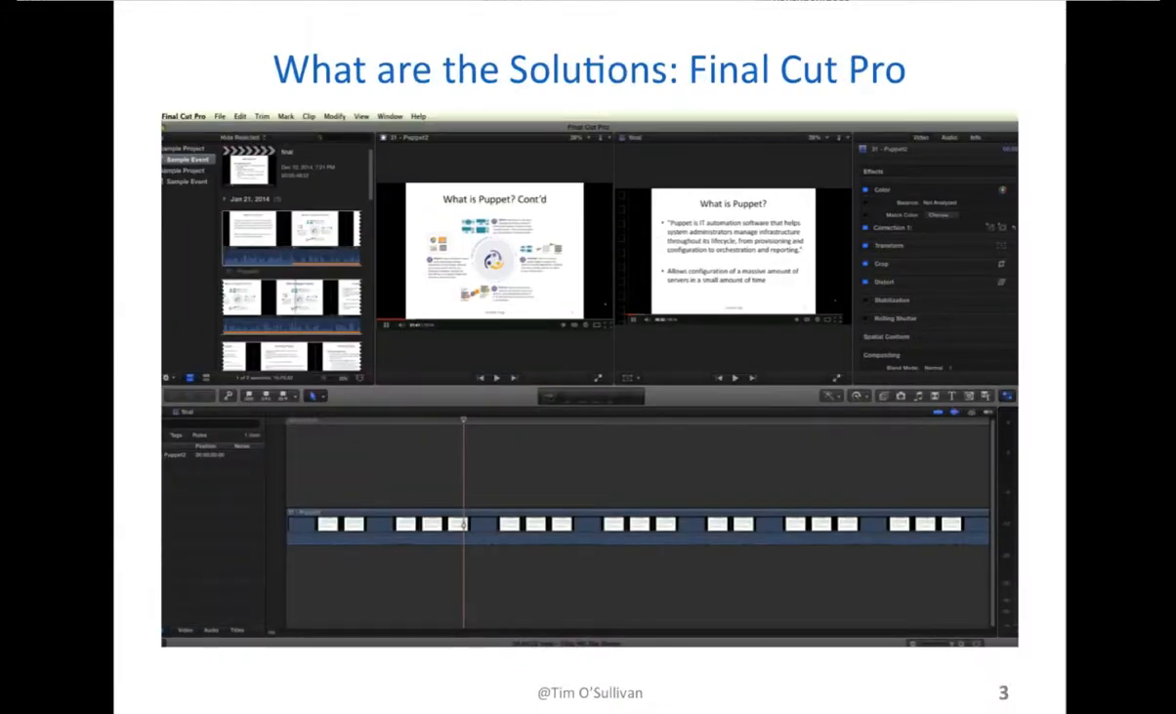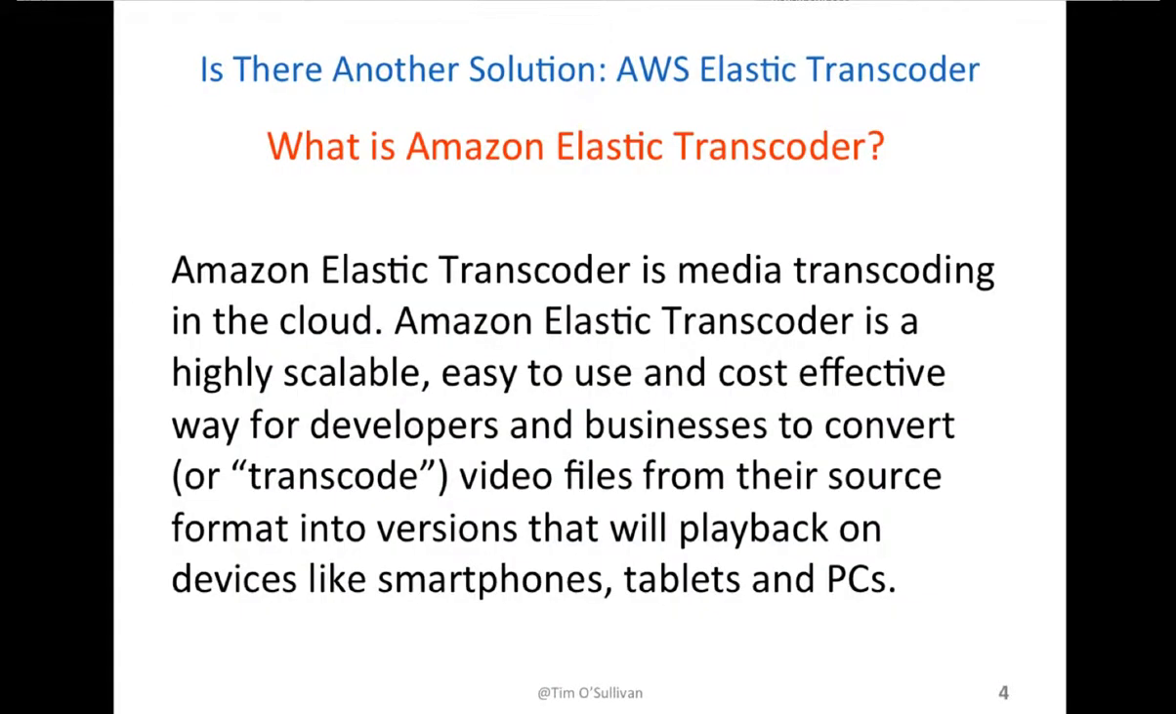What are the solutions? Well, at the computer lab, they had Final Cut Pro, which made the video better. But Final Cut costs about $300 to have it on your own personal computer. Is there another solution? Yes, AWS Elastic Transcoder.